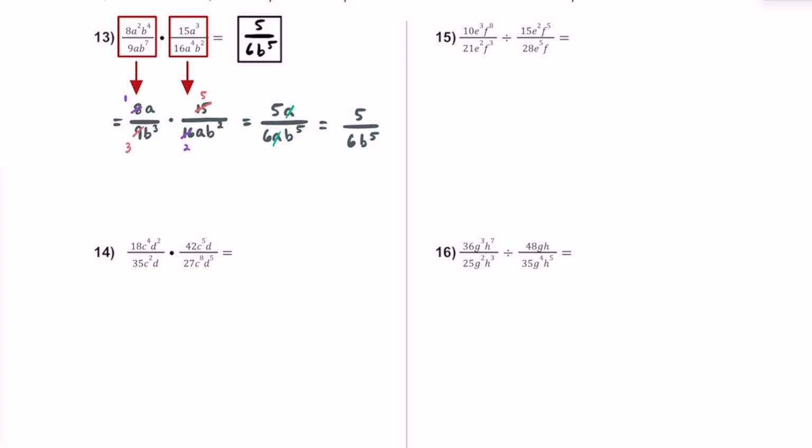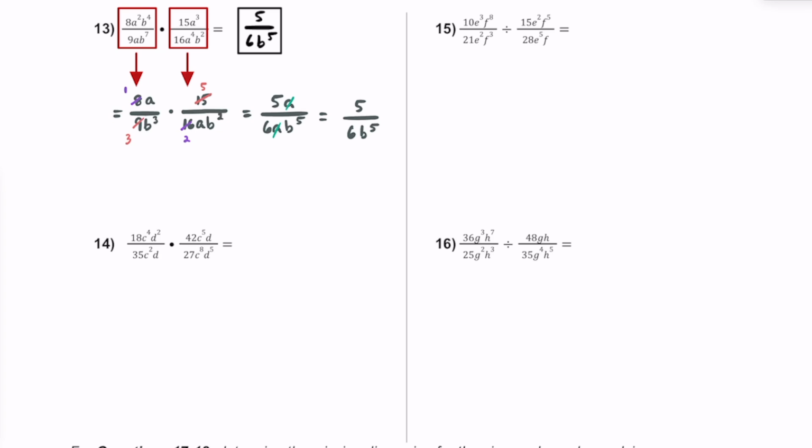All right, let's take a look at number 14. Number 14, we have another similar type of problem. We're multiplying. So let's see if we can just simplify each of these monomial expressions on their own, or each of these fractional expressions or rational expressions.